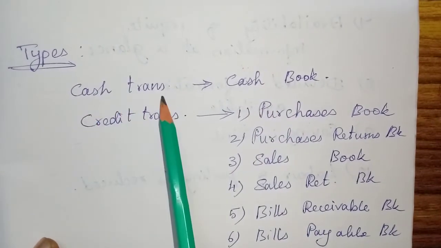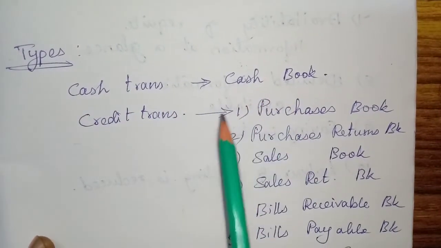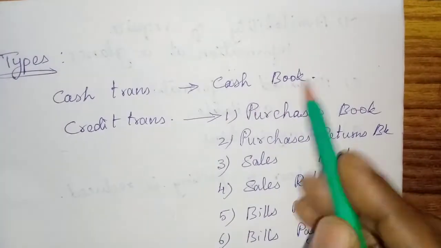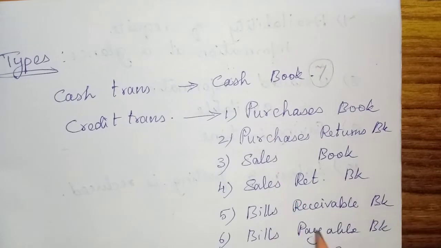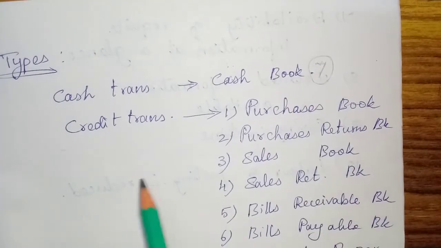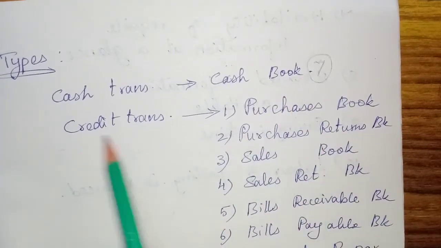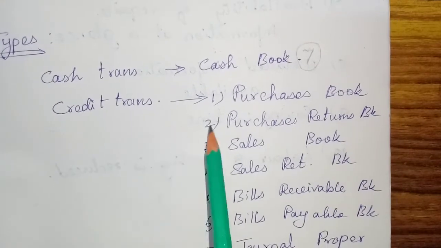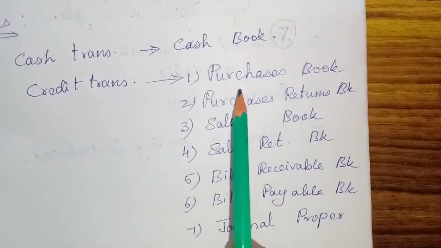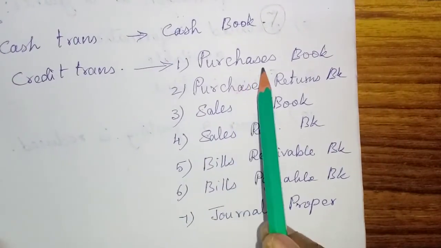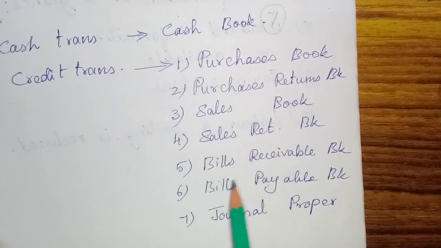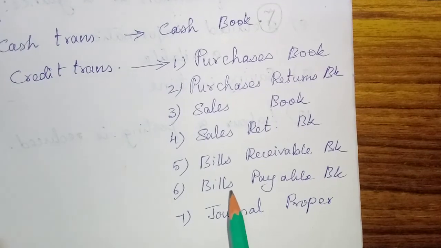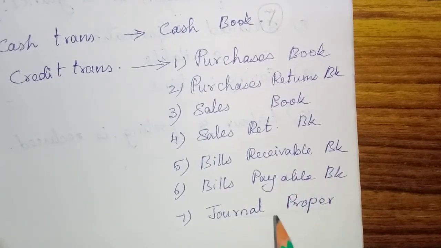All the cash transactions will be entered in the cash book. This one we are going to learn in the 7th lesson, the next lesson, the cash book. Now, in this chapter we are going to learn the credit transactions books: purchases book, purchase returns book, sales returns book, bills receivable book, bills payable book, and journal proper. It is not a book.